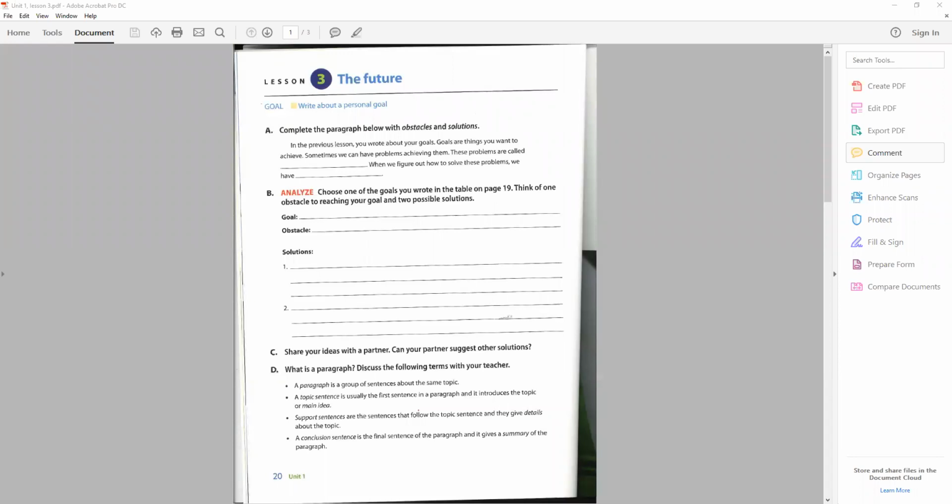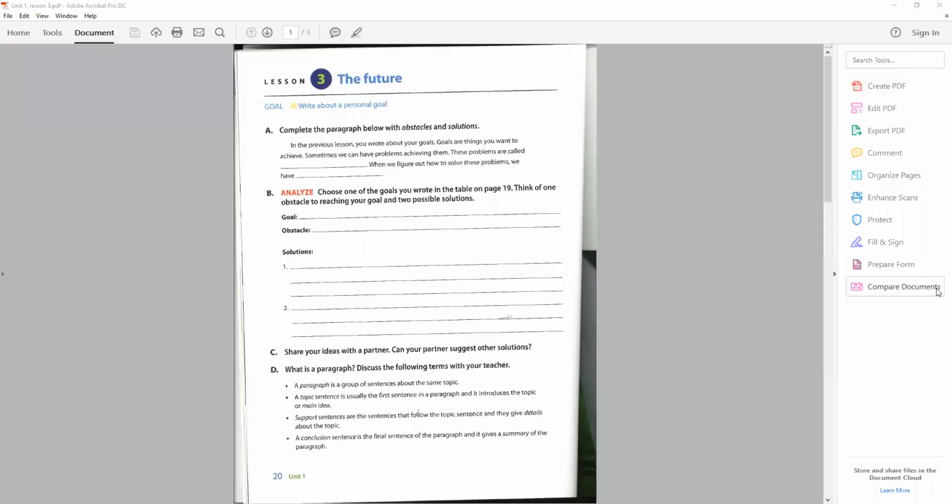Let's see. Here we go. Maybe. Let's go back. Let me just make sure I'm sharing the right screen, which is this one. Yeah, it should be this one.